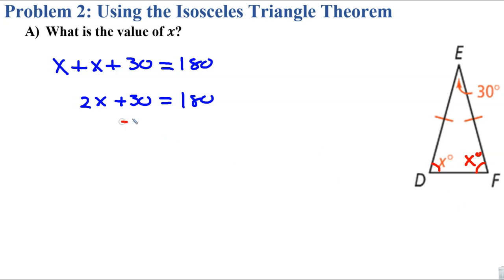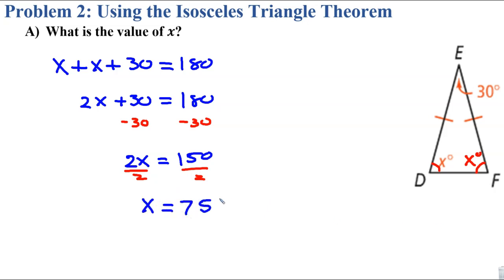If I then subtract 30 from both sides of this equation, that'll give me 2x is equal to 150. And if I divide both sides by 2, that'll leave me with x is equal to 75 degrees. Okay, and we're able to do that since we have an isosceles triangle. I only need one angle to find the other two.